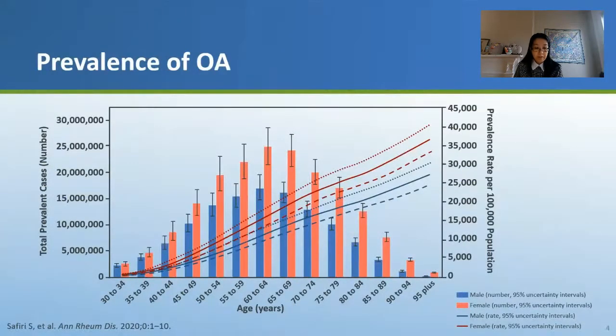This slide on the prevalence of OA is based on the 2017 Global Burden of Disease data on hip and knee OA. The prevalence in this study was estimated to be about 303 million globally, and for the US, the age standardized incidence rate was about 317 per 100,000.